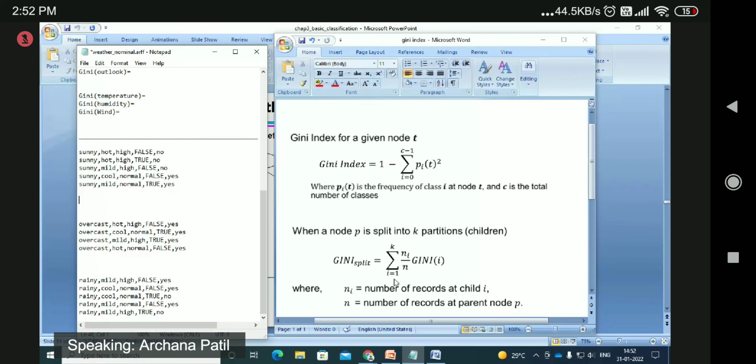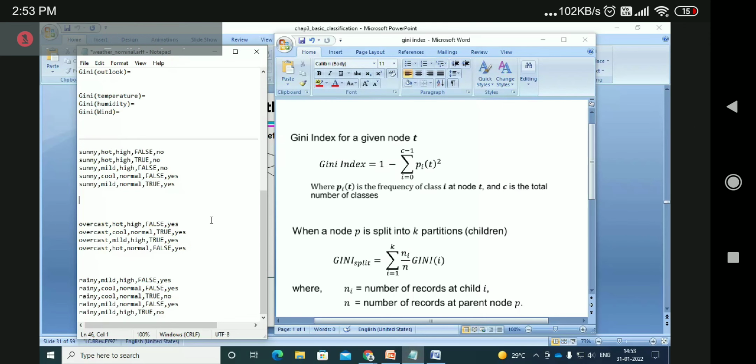Same I have to do when my i goes to 2, that is overcast. So n_i by n is 4 by 14, and the Gini index of overcast is 1 minus 1 square minus (0 by 4) whole square, because all are saying yes. The probability of class yes is 4 by 4, that is 1, and the probability of class no is 0 by 4.